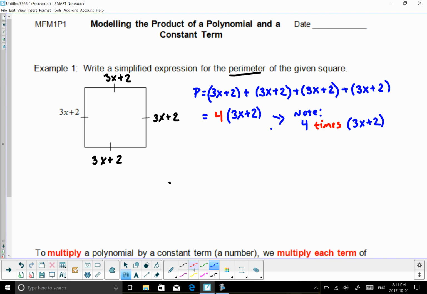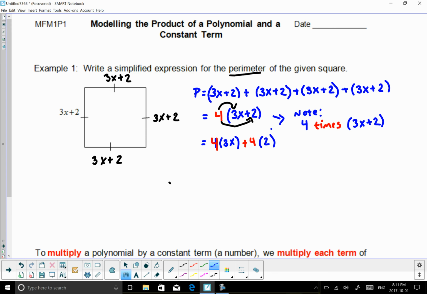So how we're going to do this is something you haven't learned before. We call it the distributive property. Why? Because I'm going to distribute this 4 with every term in the bracket. I'm going to multiply the 4 times the 3x and the 4 times the 2. So I'm going to write this out as you would see it. It's going to be 4 times 3x. So you notice I'm multiplying the 4 times the first term and then the 4 times the second term.